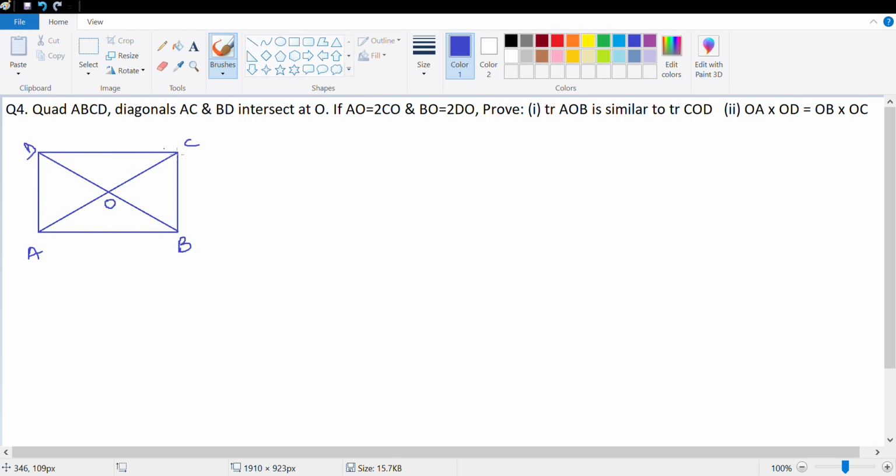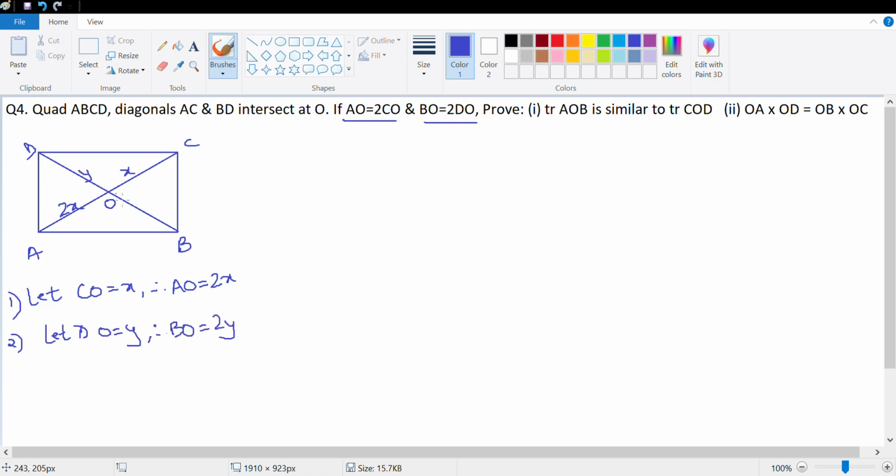The diagonals intersect at O. If AO is equal to 2CO, so let CO be equal to x, therefore AO is equal to 2x. Perfect. And BO is equal to 2 times DO, so let DO be equal to y, therefore BO is equal to 2y. We need to prove triangle AOB is similar to triangle COD.